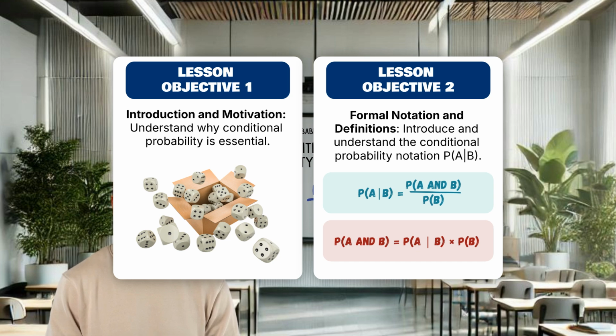This formula allows us to calculate the probability of A happening given B by dividing the probability of both A and B occurring by the probability of B. We also discussed the multiplication rule, which is the probability of A and B equals the probability of A given B multiplied by the probability of B. This rule shows that the probability of both A and B occurring is the product of the probability of B and the conditional probability of A given B.